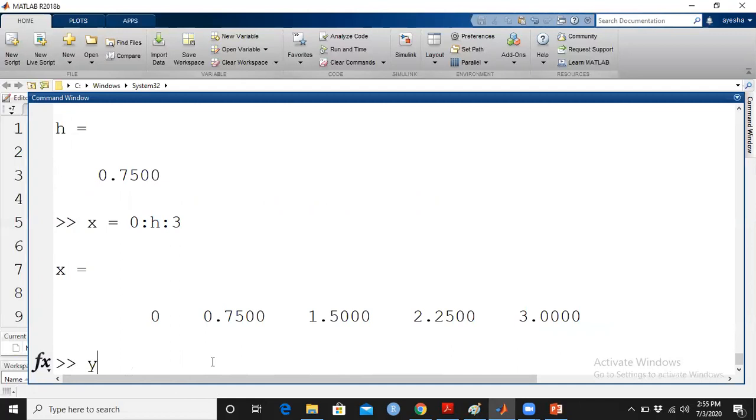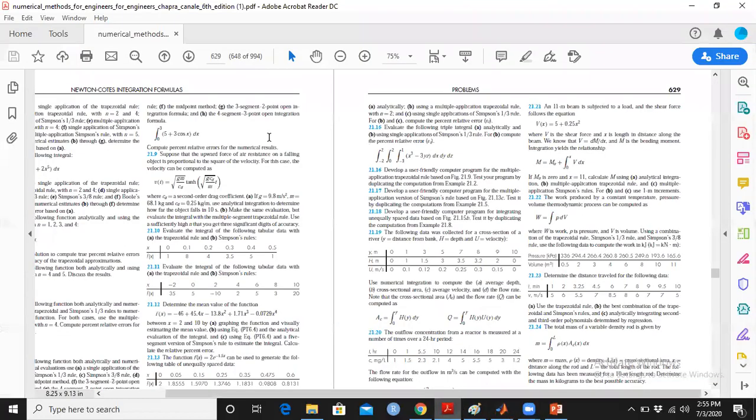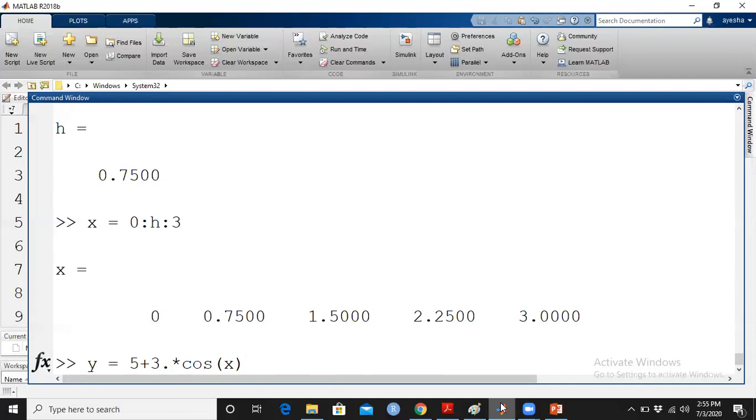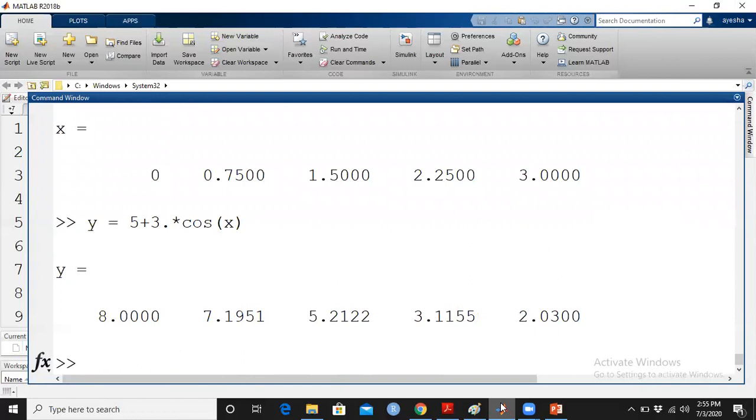Now I want the function y is equal to 5 plus 3 cos x. You can see here from the book 5 plus 3 cos x, and then of course you can do it manually. You can use your scientific calculator or you can use MATLAB to find the functional values at x. Remember to convert your calculator mode to radians. All right, now you have here the functional values y corresponding to the inputs x.